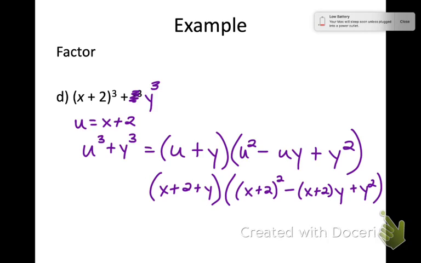Can we simplify this? What's x plus 2 squared? X squared plus 4. No. How quickly we forgot. How do we get the middle term? Multiply it. X times 2 times 2. From last chapter. 4x plus 4.